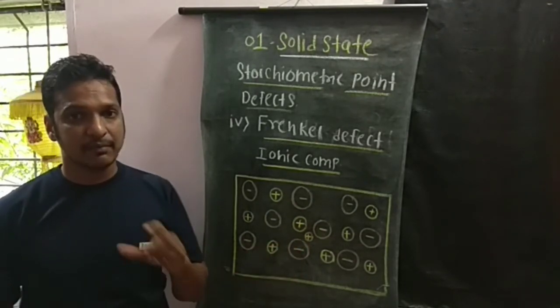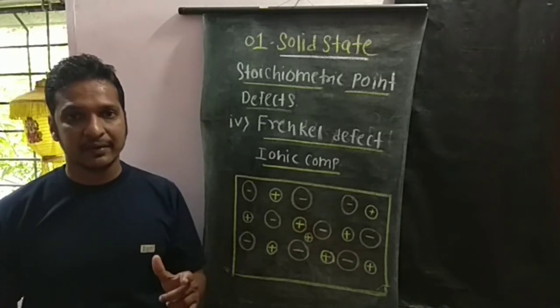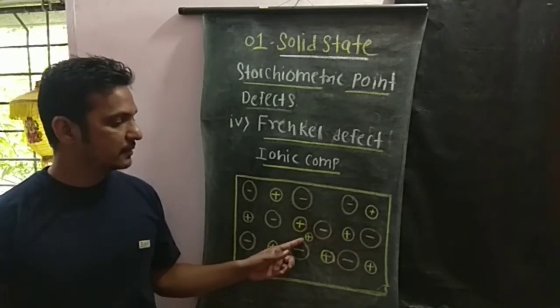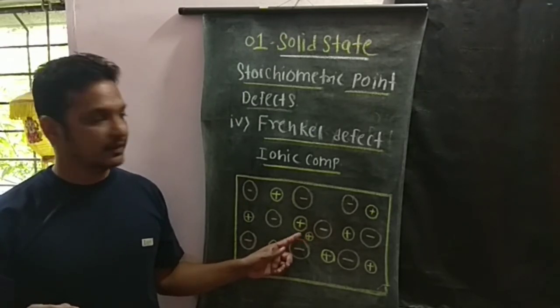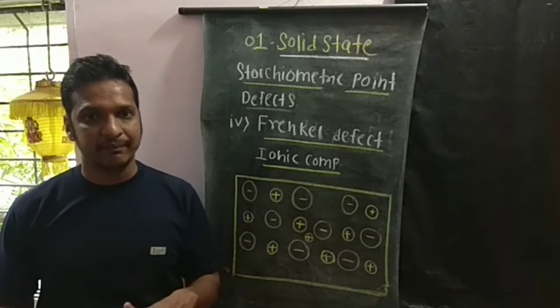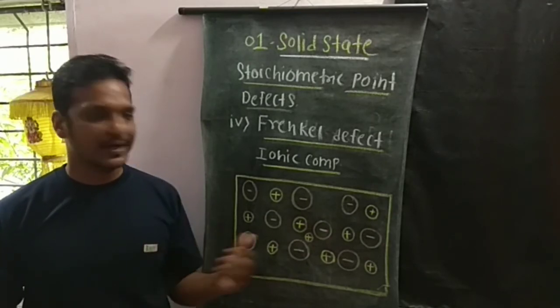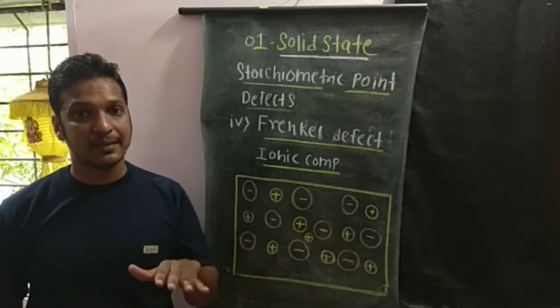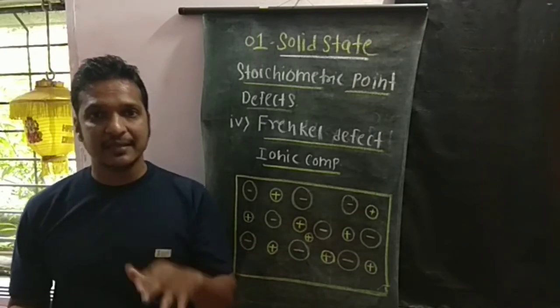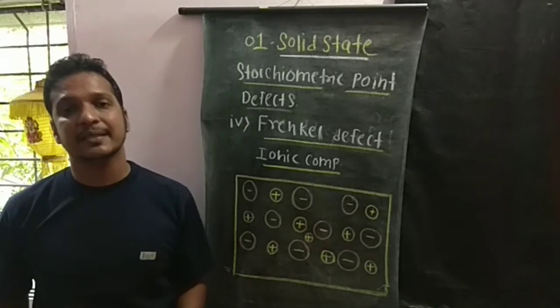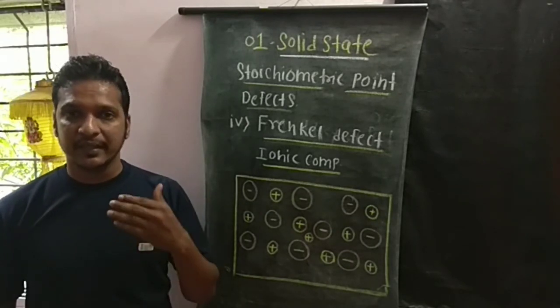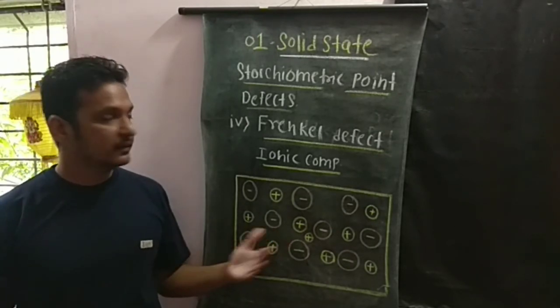Because cations are smaller in size, it is easier for them to accommodate interstitial space. Means here total number of particles in the crystal structure remains same. That is why the mass of that substance remains same, and because the mass of that substance remains same, the density of such substance remains unchanged, remains constant. So this is how we consider the Frankel defect.